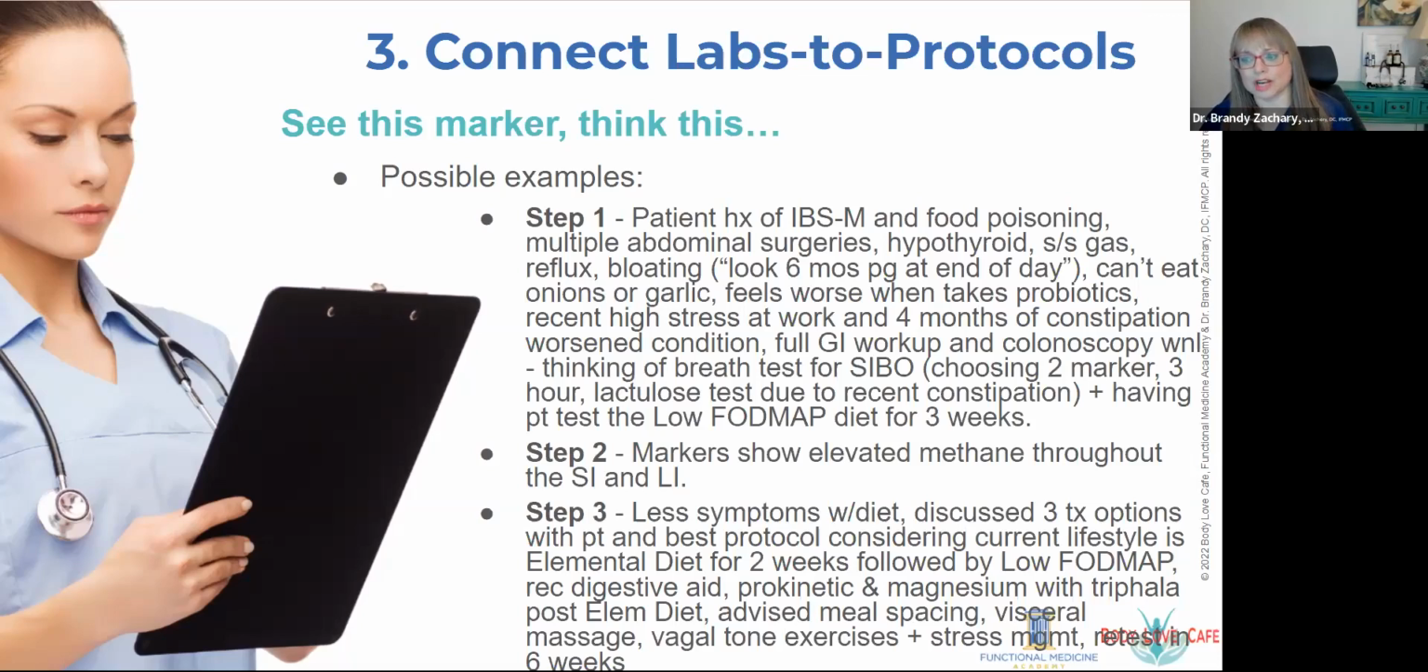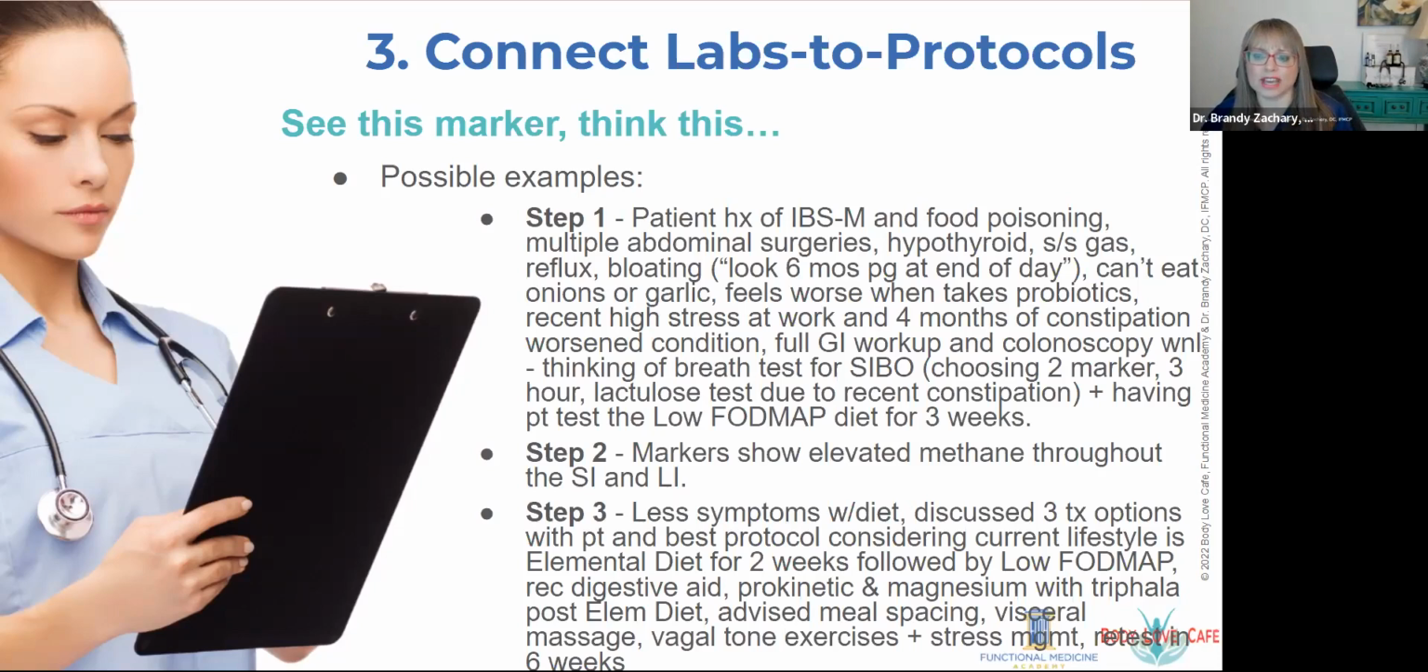So you're trying to decide, am I going to choose the 2-marker breath test, methane and hydrogen, or am I going to do the 3-marker with hydrogen sulfide? Based on the recent constipation for 4 months, you choose the 2-marker. You want the 3 hours, not 2. You want lactulose. So you're making these decisions.